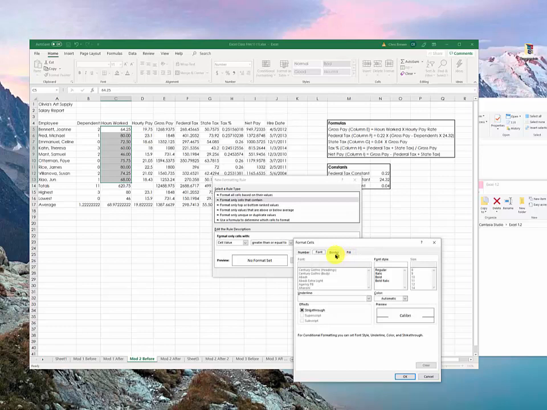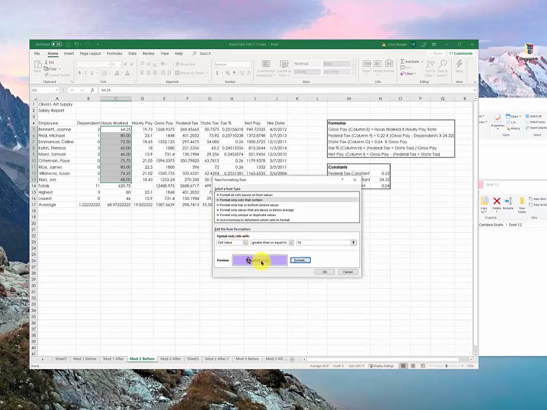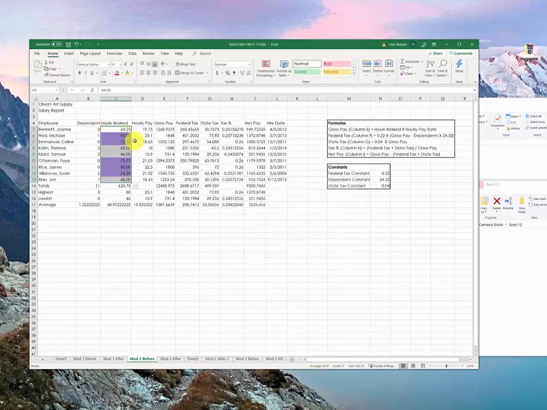So now I just go through and say how I want this stuff formatted. And I'm going to say that I want the font to be, I'll just leave it at black, and I'll make the fill, well, it's purple, so I'll just choose a purplish kind of color, like this. And I'll say OK, and so it gives you a preview of what it's going to look like, and then I'll say OK, and it goes through, and 80 is greater than 70, 72 is greater than 70, all of these values are greater than 70. So if it's not, it doesn't get a conditional formatting.